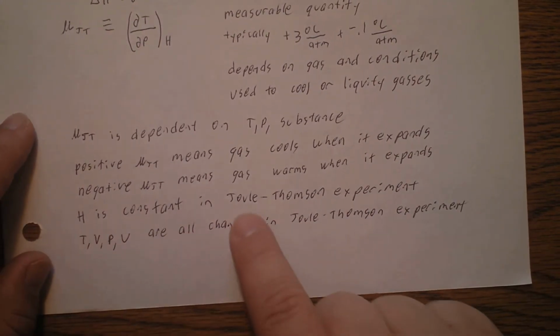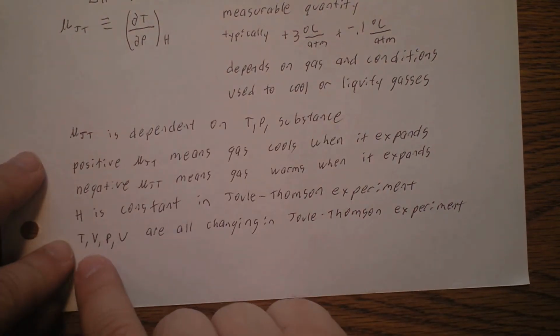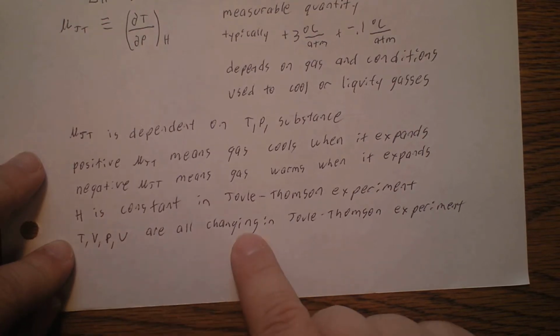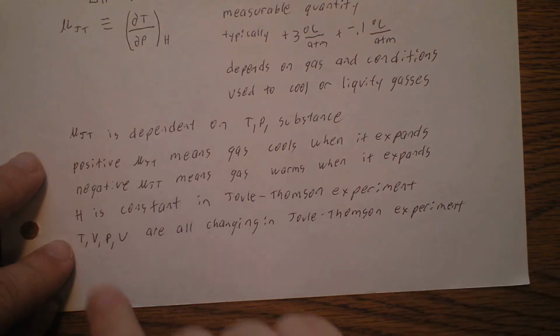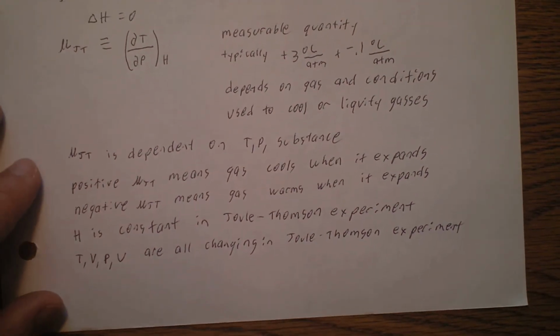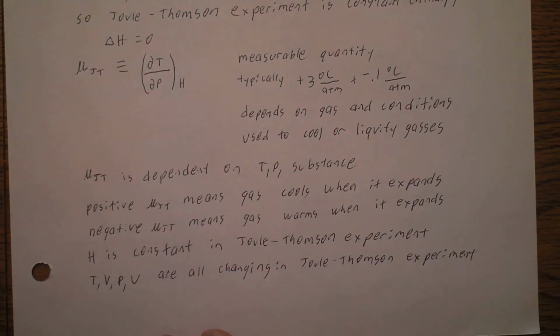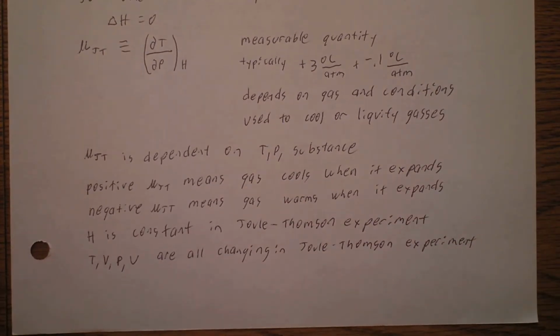Enthalpy is constant in the Joule-Thomson experiment. We said that before. But temperature, volume, pressure, and internal energy are all changing in a Joule-Thomson experiment. Now remember, these are all state variables, but they can change because this isn't a cyclic process. So don't misapply what we learned before. Don't apply what you learned about a cyclic process to this, because we didn't do a cyclic process. We just went one way, not both ways.